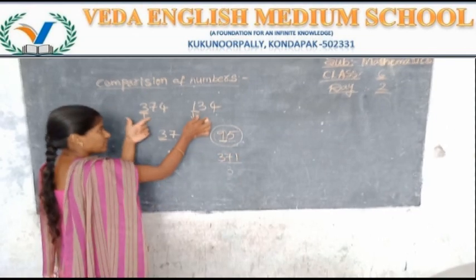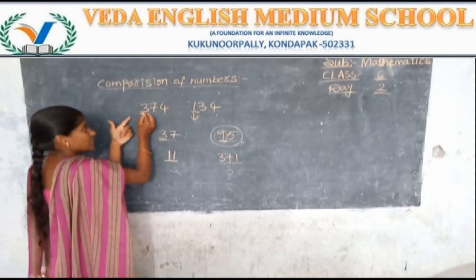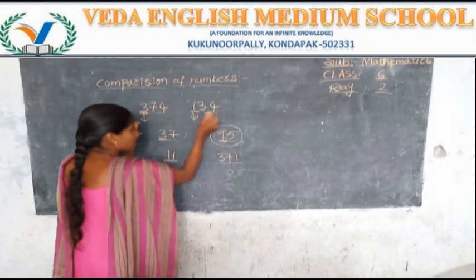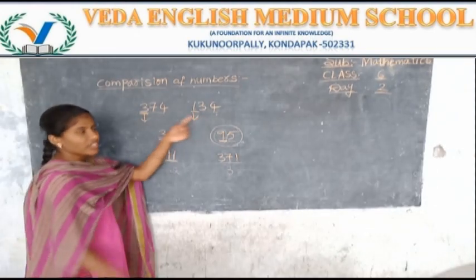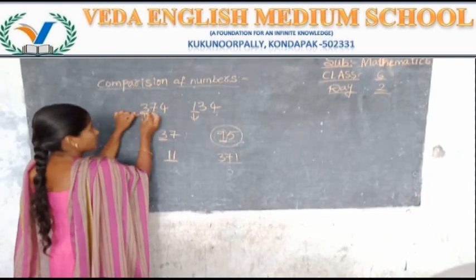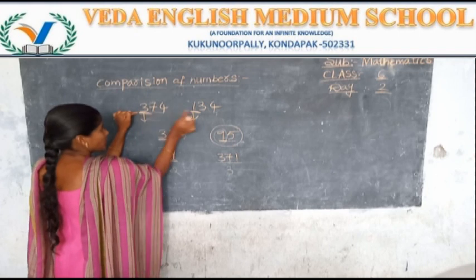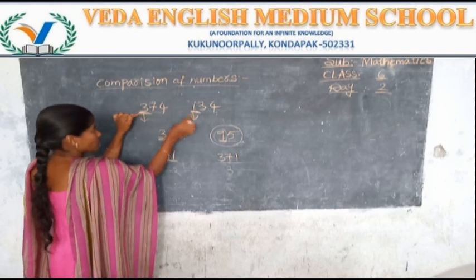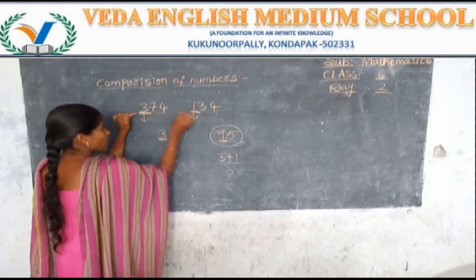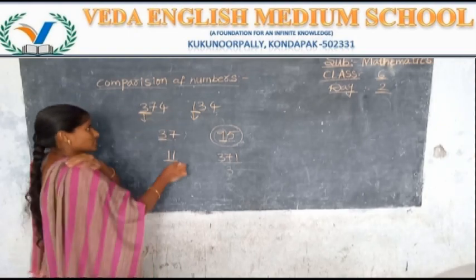If the digits are equal like this, here also we have 3 digits, here also we have 3 digits. If the digits are equal, then you have to compare the first number. Here 3, here 1. Both are not equal. If they are not equal, then you have to compare what is the greater number and what is the smaller number. Here we have 3, here we have 1. 3 is the greatest number, so 374 is the greatest number.